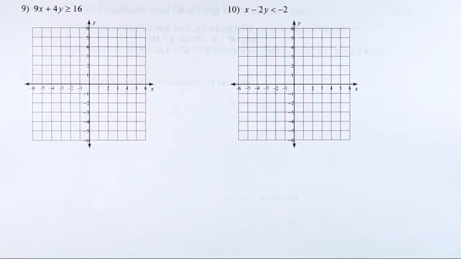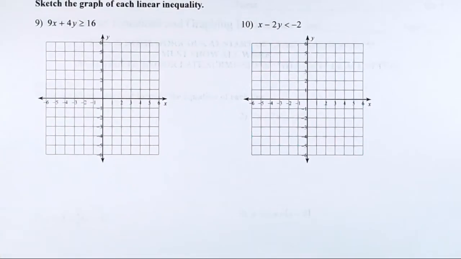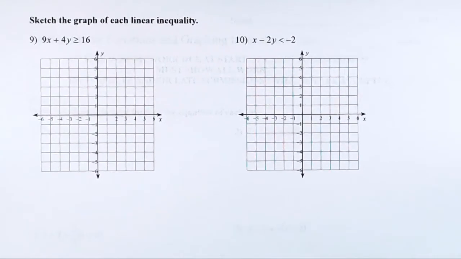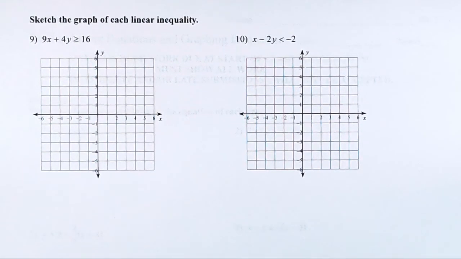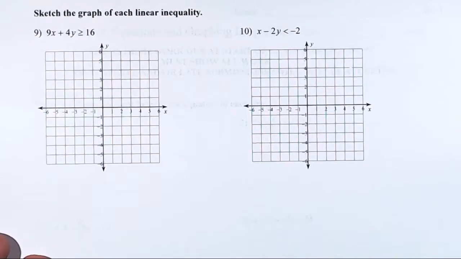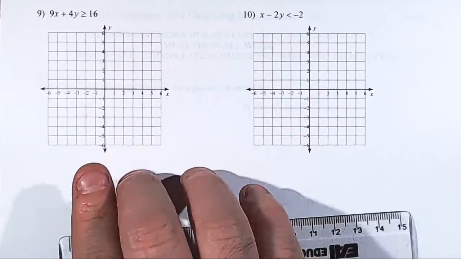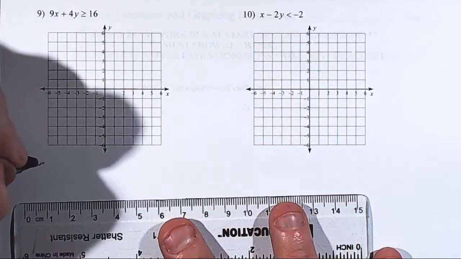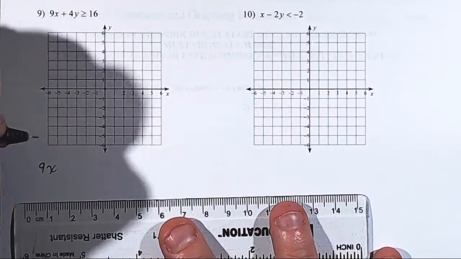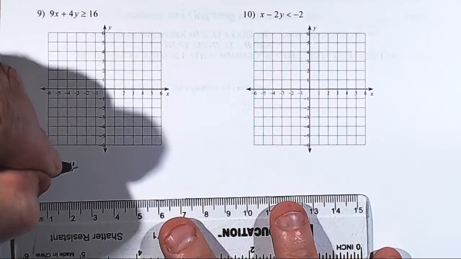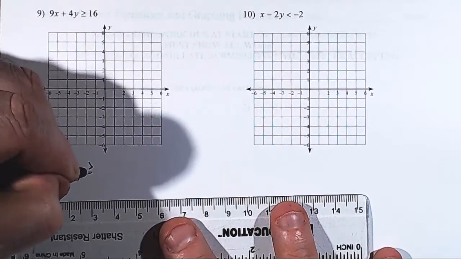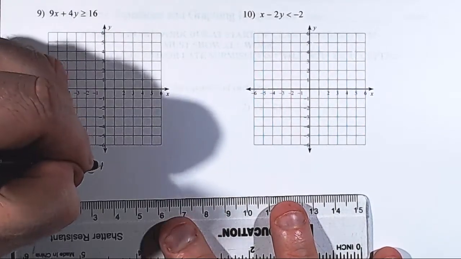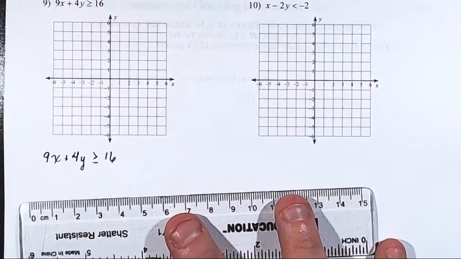Number 9, sketch the graph of each linear inequality. Well, first we have to solve for y. Right now, this is in standard form. We'll rewrite it down here. 9x plus 4y greater than or equal to 16. Solve for y.